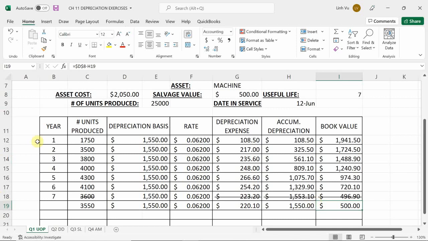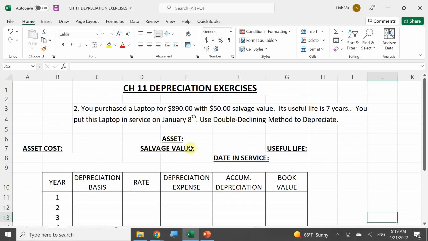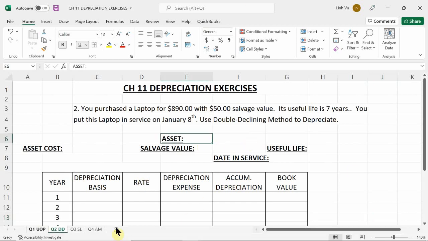So next one, double declining. If I purchased a laptop for $890 with $50 salvage value, its useful life is 7 years, and you put this laptop into service as of January 8th. Use the double declining method to depreciate. So what did I buy? You purchase a laptop.